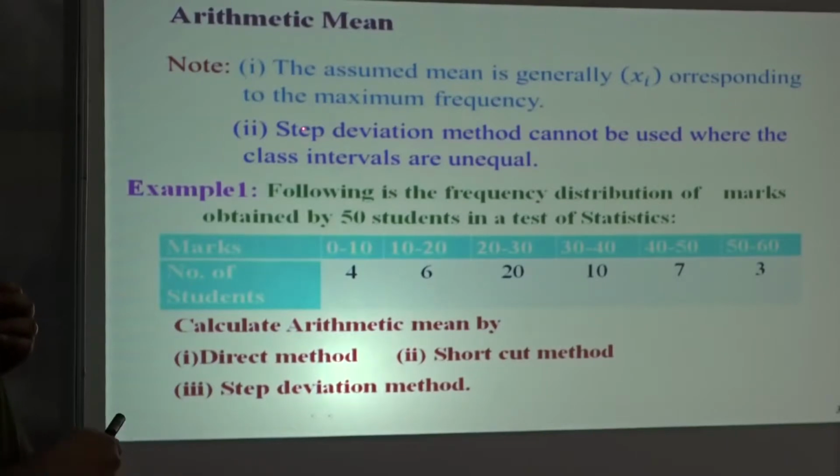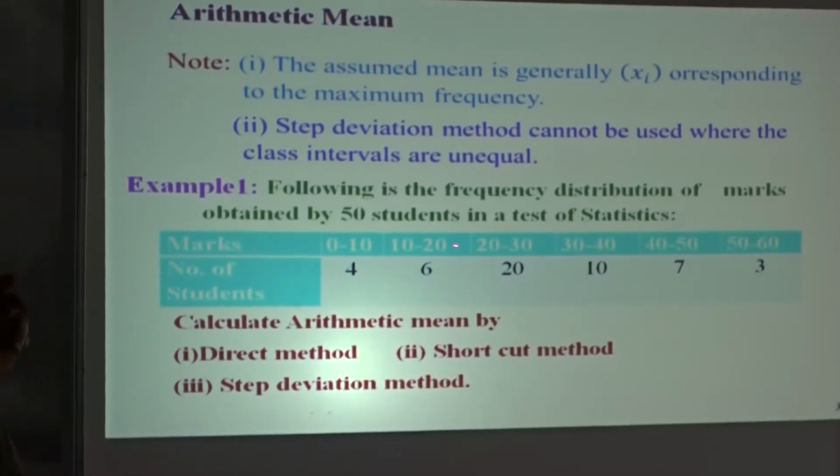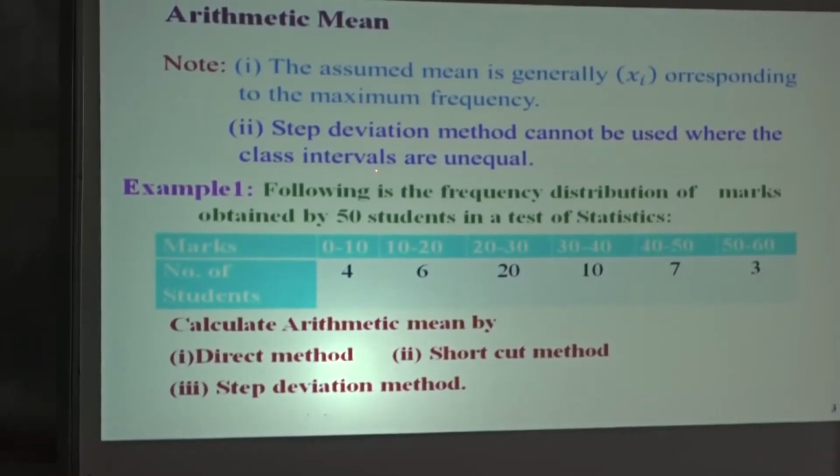What is h? Class interval. Now we can't always use this method. This method is only allowed when the class intervals are equal, meaning 0 to 10, 10 to 20, like that. Each of the classes has the same interval. Such classes are equal class intervals. Otherwise they are unequal, and whenever the data is unequal, the step deviation method fails to give the correct solution of the given problem.